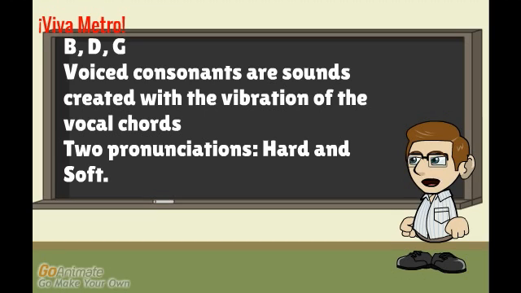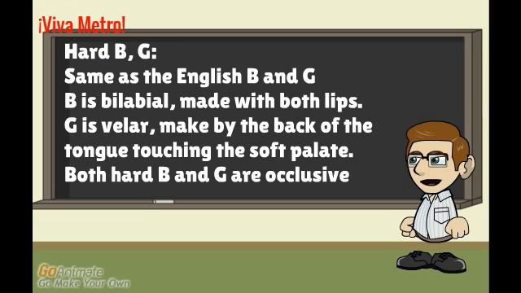Also, each one of these consonants can be pronounced in 2 different ways. There is a hard B, D, G and a soft B, D, G. So how will you know which one to use? That depends on the letter's placement within a word or sentence. And of course, practice. The hard B and G are essentially the same as the English B and G.